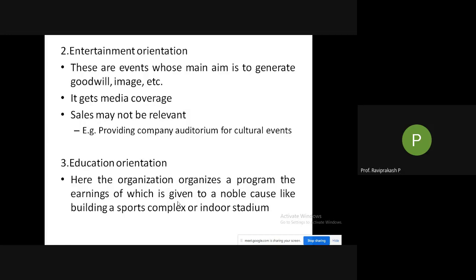Then comes entertainment orientation. The second one is only for entertainment. These are events whose main aim is to generate goodwill or image. Here we are not looking for sales, we are looking for goodwill. The valuation of a company may be way higher, since goodwill cannot be put in terms of money. If the company has a net worth of some 500 million or 2 billion or 3 billion, but has very high goodwill, it is worth much more than that.